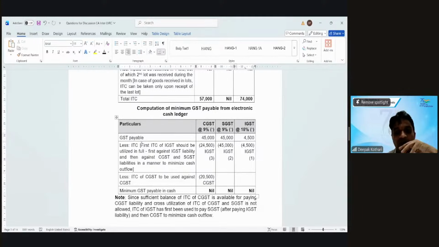So that's what I mentioned. First, ITC of IGST should be utilized in full. Okay. Then you can utilize ITC of CGST.